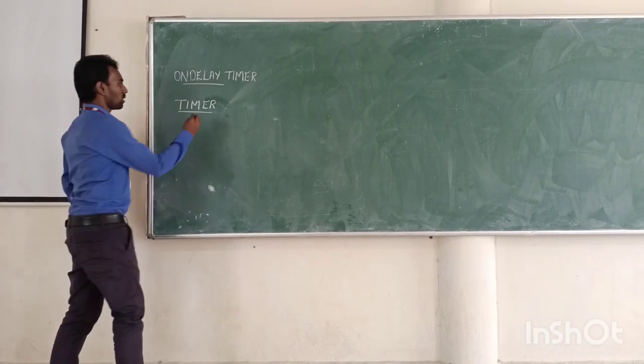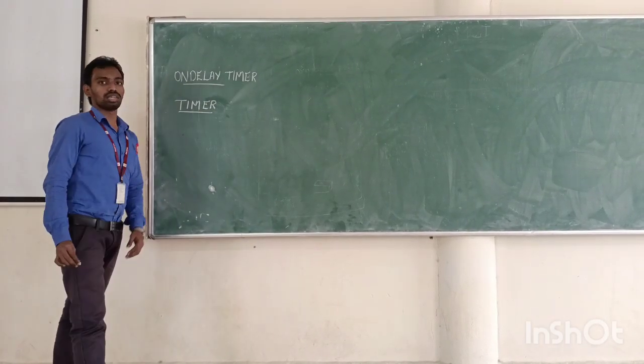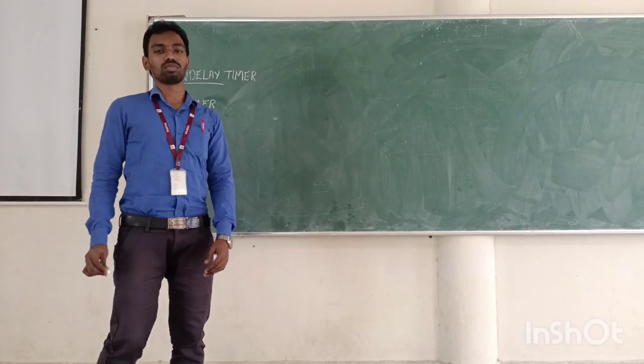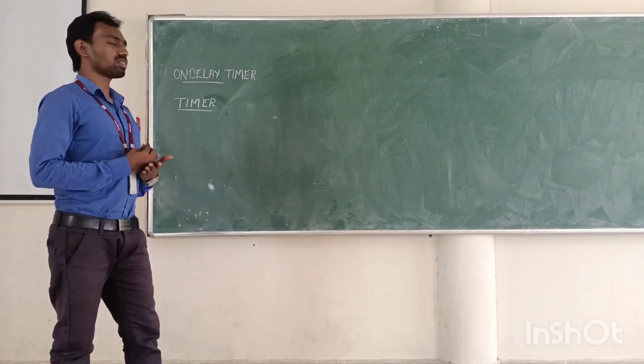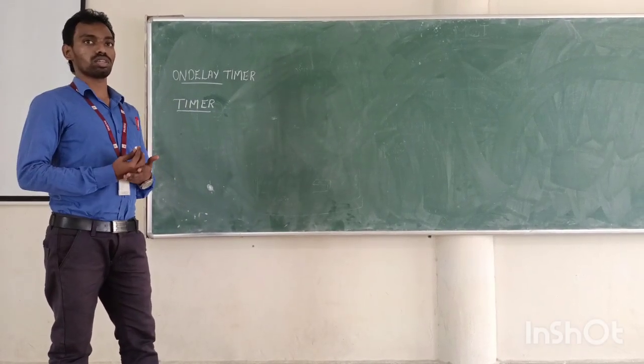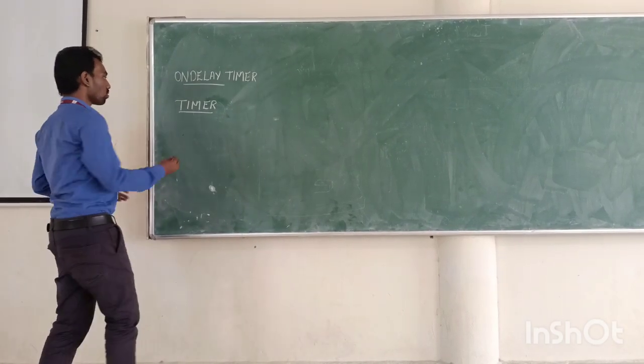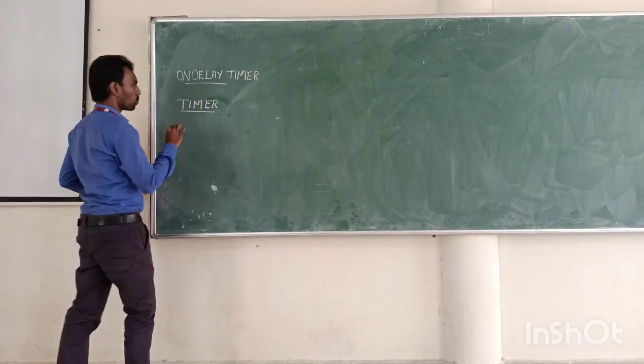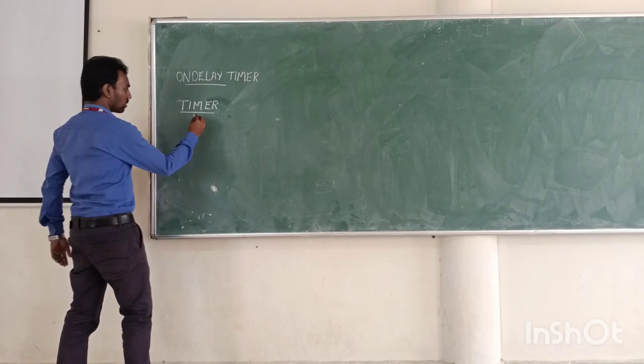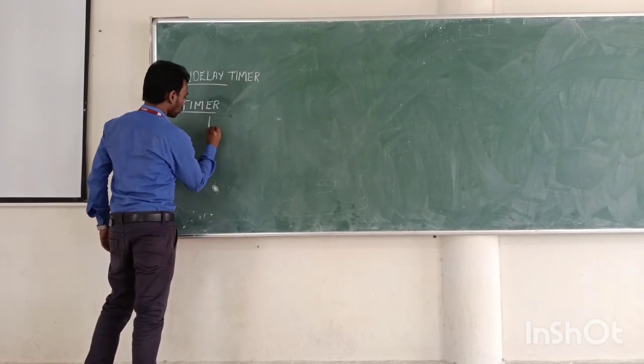So timer is a device which is used to delay a certain period of time. So it is used in the industrial purpose for different applications to maintain a delay period for input devices. So timer is an output instruction device. So here the timer is classified into three types.